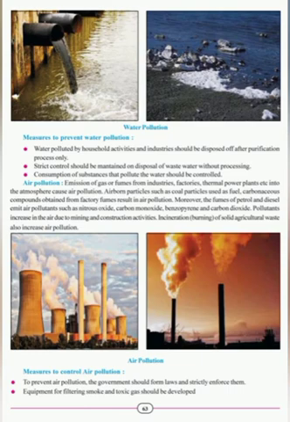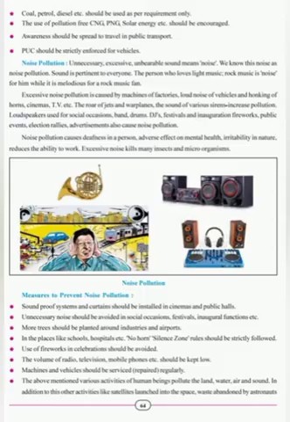Measures to control air pollution. To prevent air pollution, the government should form laws and strictly enforce them. Equipment for filtering smoke and toxic gas should be developed. Coal, petrol, diesel, etc. should be used as per requirement only. The use of pollution-free CNG, PNG, and solar energy should be encouraged. Awareness should be spread to travel in public transport. PUC should be strictly enforced for vehicles.